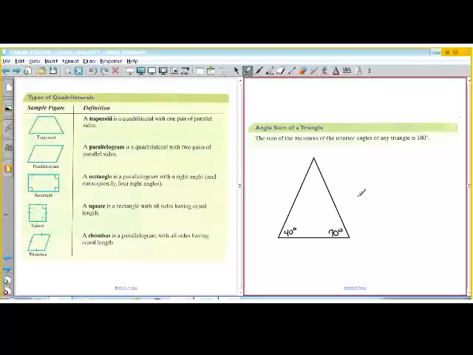So if this angle is 40 degrees and this angle is 70 degrees, what is the angle here? Question mark. We'll call that B. So the measure of angle B is equal to 180 minus the sum of the other 2 angles. So if you get 180 minus 110, the angle is 70 degrees. So that's the unknown angle.